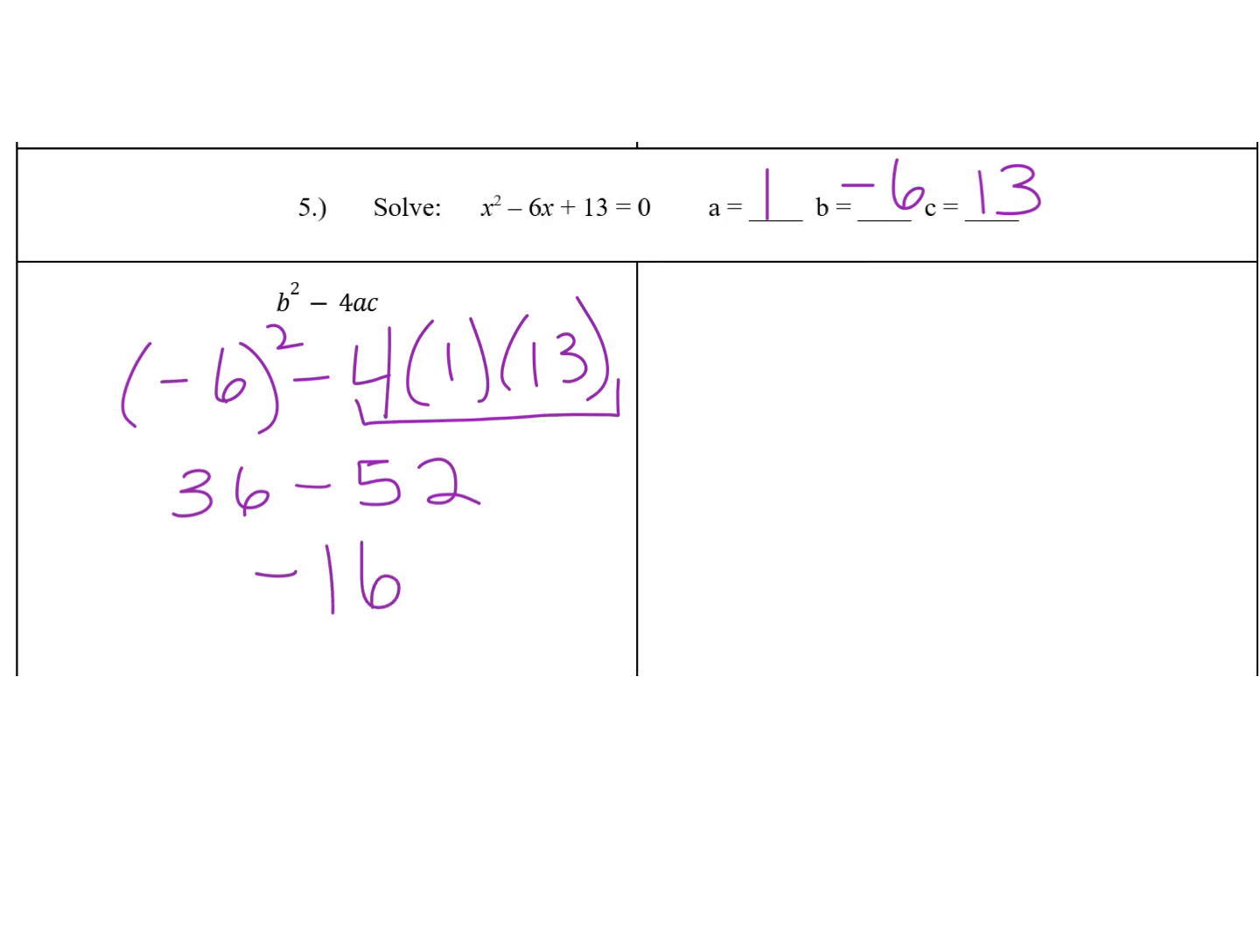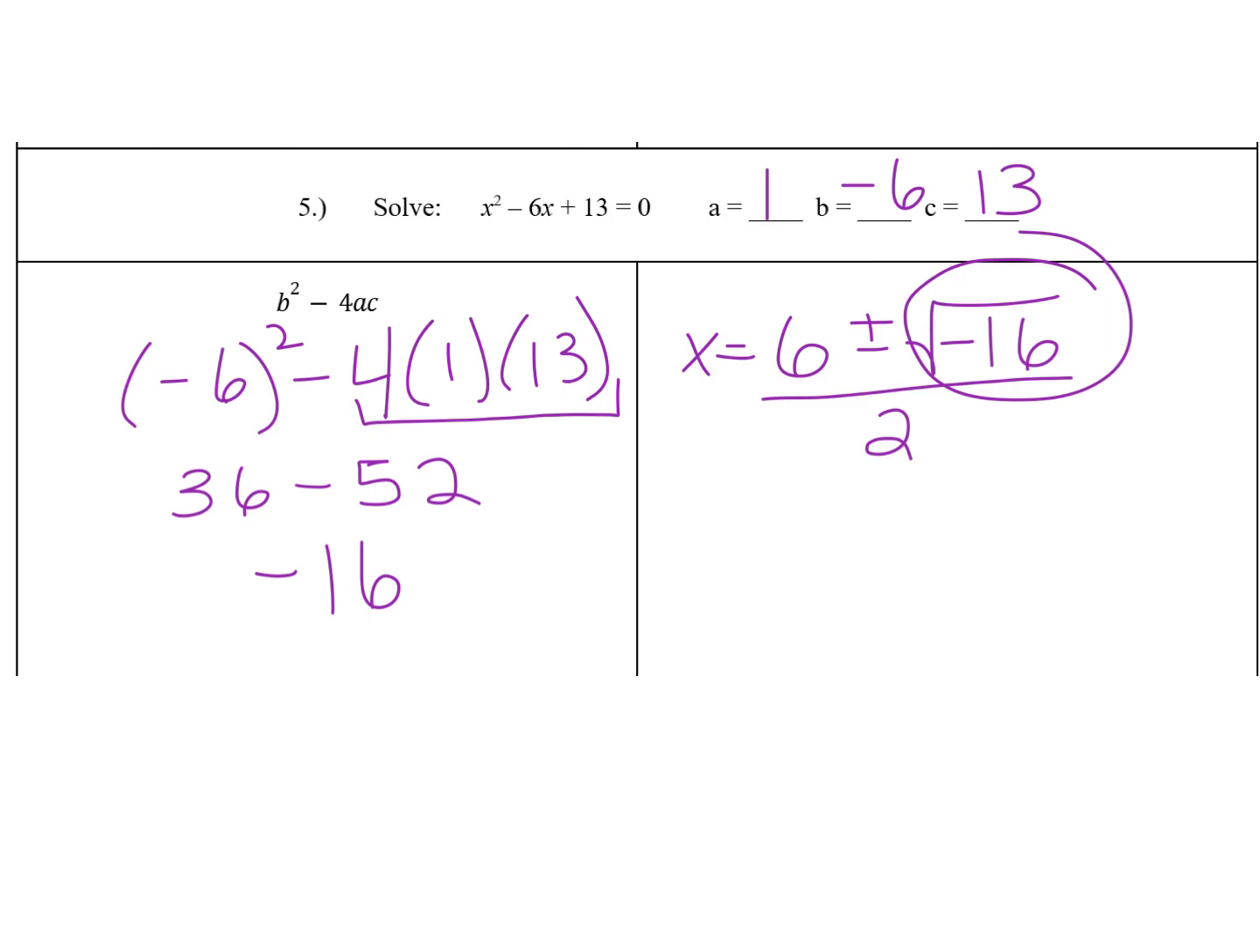Okay, so now that means the number under the radical is going to be negative. So do you know what that means? Let's take a look at it. So I get x equals negative b, so that would be 6, plus or minus the square root of negative 16 over 2 times a, which would be 2 times 1, which is 2. So the square root of negative 16, we can't find the square root of a negative number. So that means that there is no real solution. As we talked about before, that's actually considered an imaginary solution.